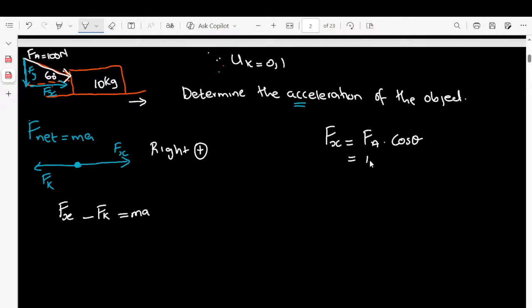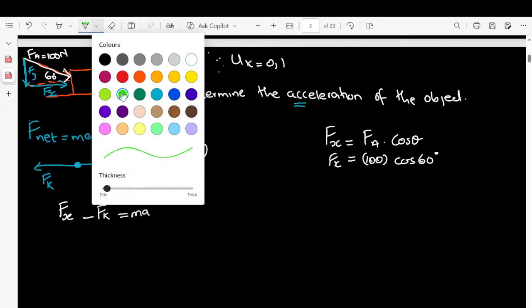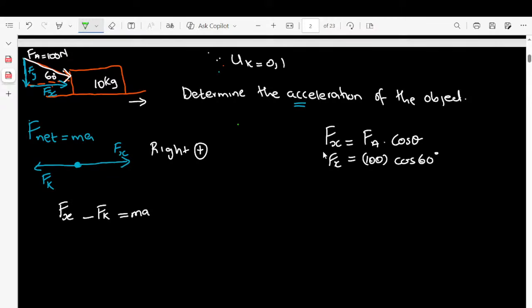So now what is Fx equal to? F applied is given as 100 newtons, the cos of that angle, which is 60 degrees. I'm not going to use a calculator yet. So now I know what my Fx is. I'm just going to highlight it so that I can remember my Fx. I think everyone understands how we got the Fx.